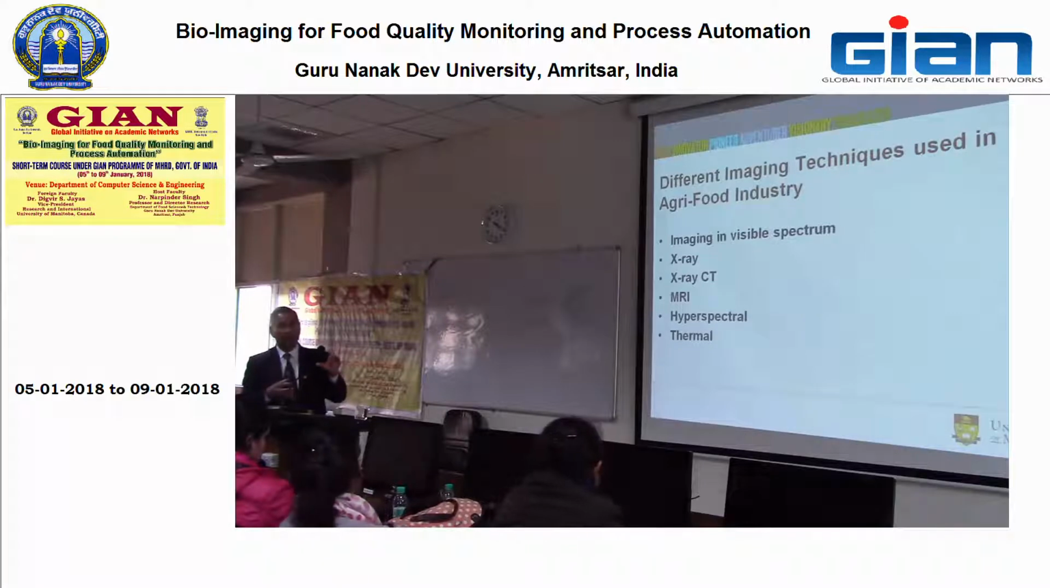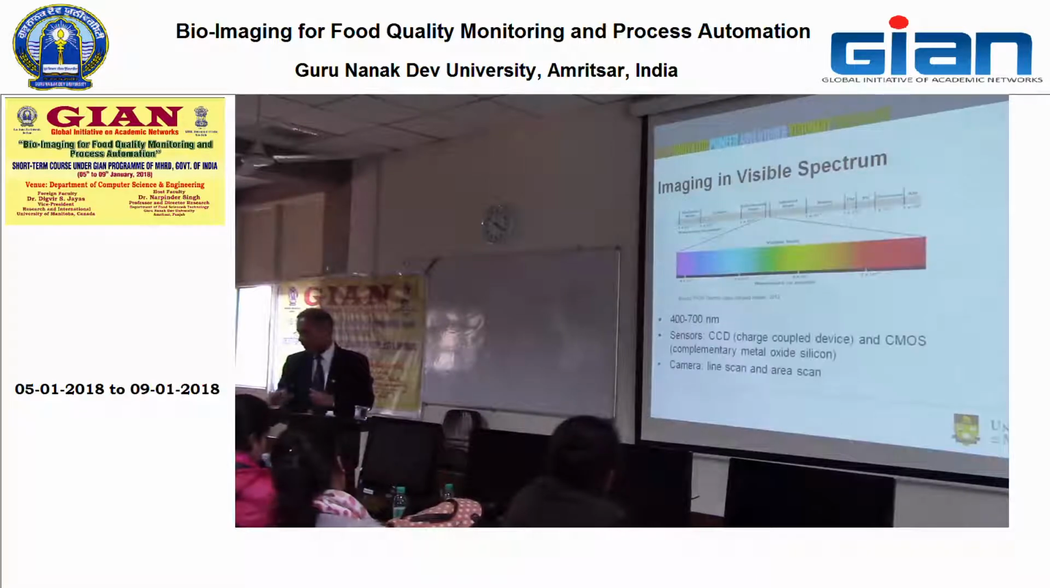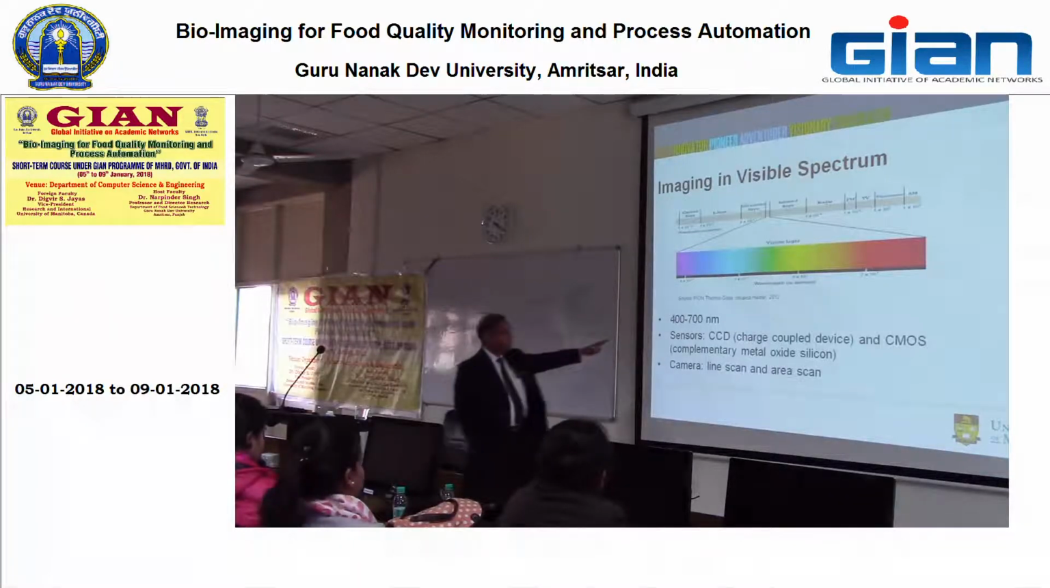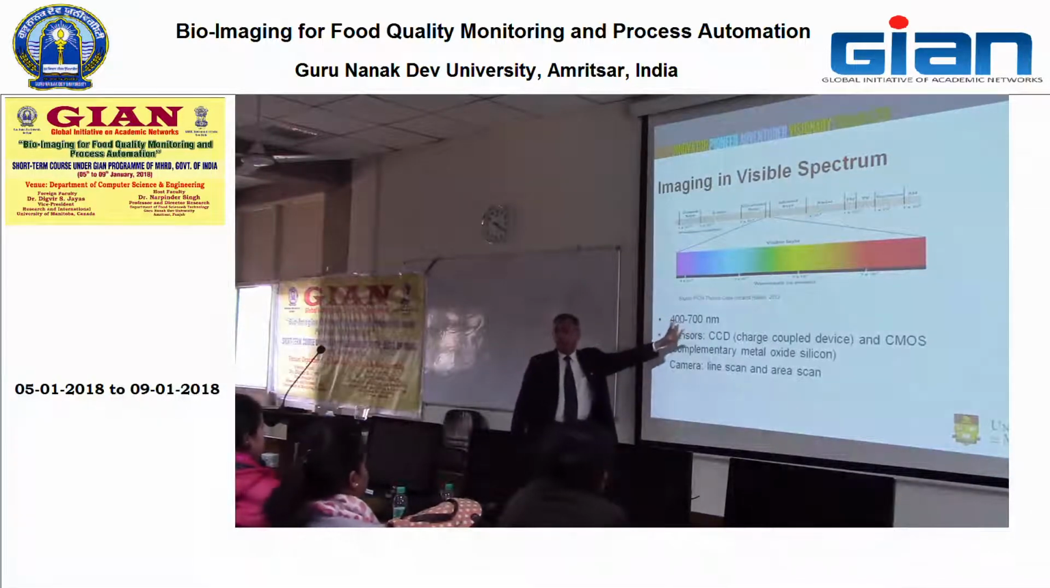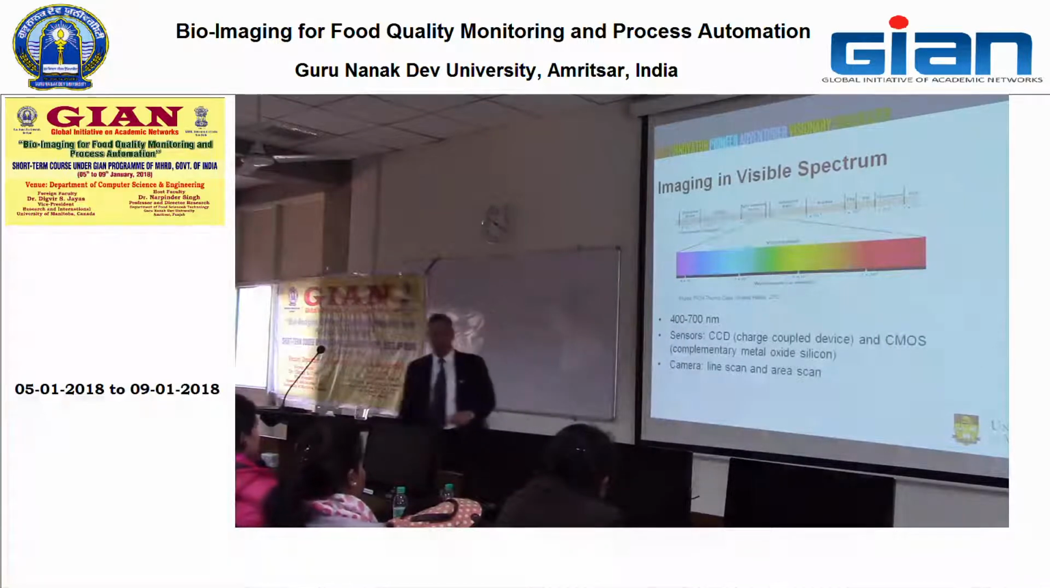So we would just focus on the X-ray, hyperspectral and thermal imaging area, keeping in mind we are dealing with wavelengths from 400 to 700 nanometers. That's the range we are dealing with in the visible spectrum.